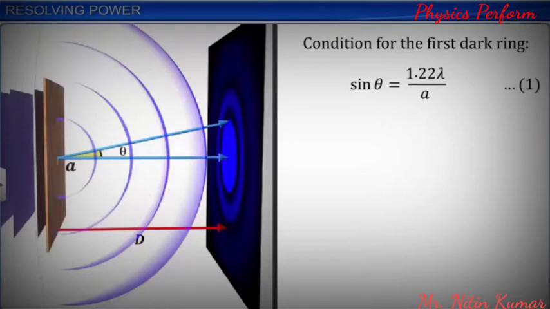For small angles of theta, we know that both sin theta and tan theta are approximately equal to theta. Since the screen is at a distance D from the aperture, where D is much greater than A, the radius of the first dark ring, r, is equal to D tan theta. Using equation 1, we can rewrite this as r is equal to 1.22 lambda D by A. Let this be equation 2.